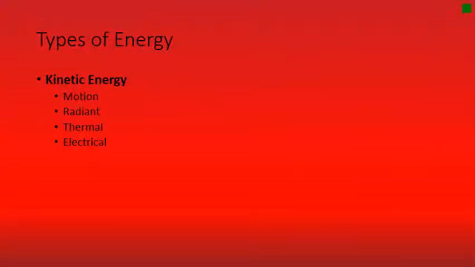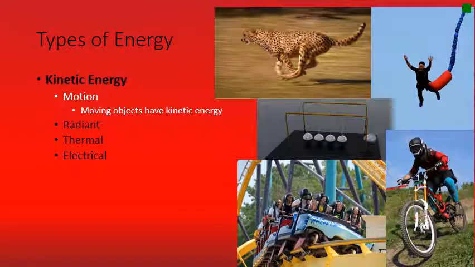The four important types of kinetic energy are the simple energy of motion, radiant energy, thermal energy, and electrical energy. Energy of motion is exactly that. A moving object has kinetic energy. When you walk, when you run, when you bike.